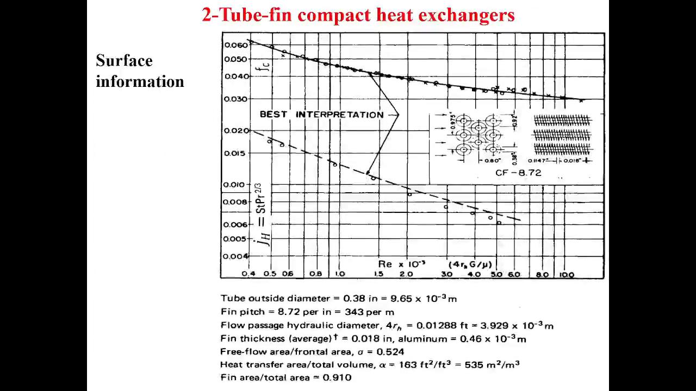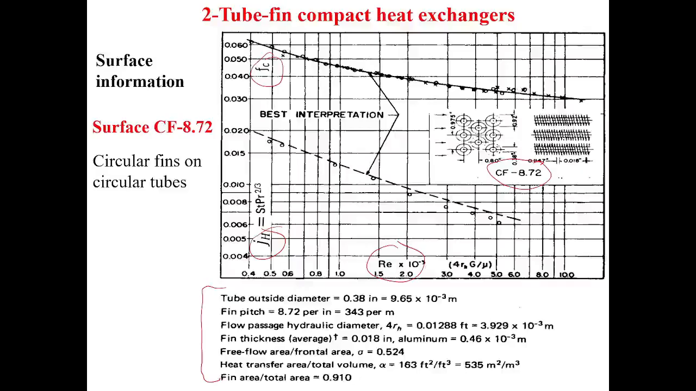This is the third surface. This surface is CF 8.72. The same thing about what we said before, the three very important parameters, the friction coefficient and J factor as a function of Reynolds number, in addition to the data about the surface itself. But here is different, since we are talking about circular fin and circular pipe.